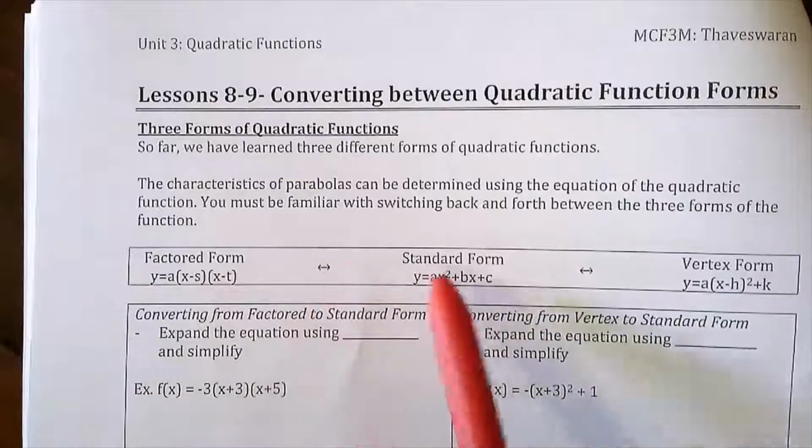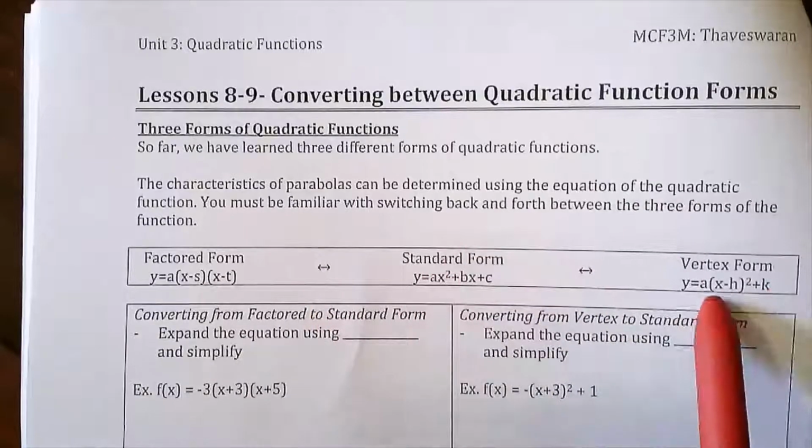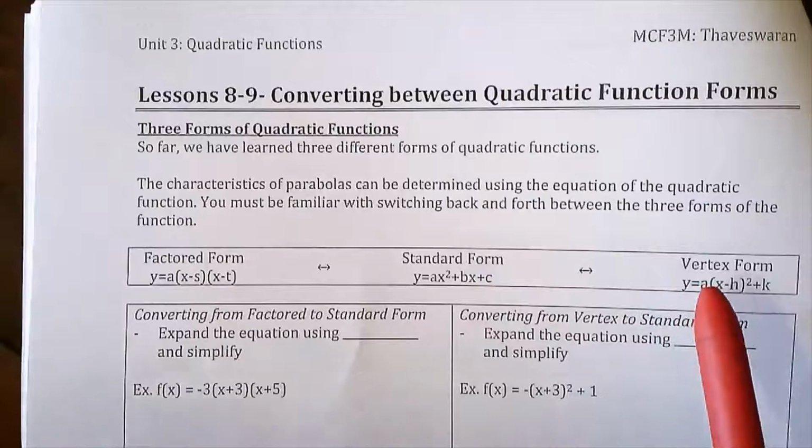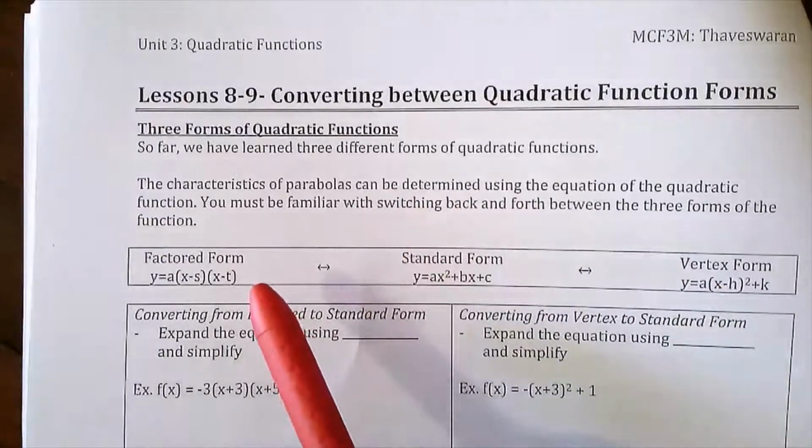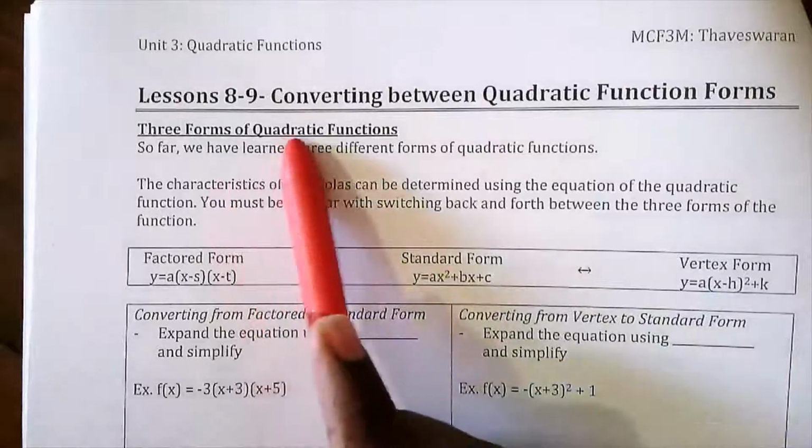So if you have something in standard form but you need the vertex, you need to be able to go to vertex form. If you have something in vertex form and you need the x-intercepts, you need to be able to get to factored form. So 3 forms of quadratic equations.